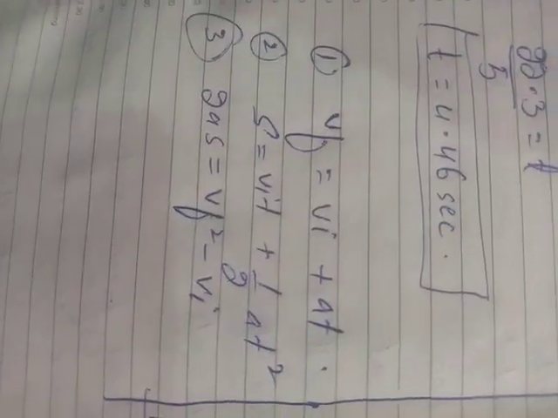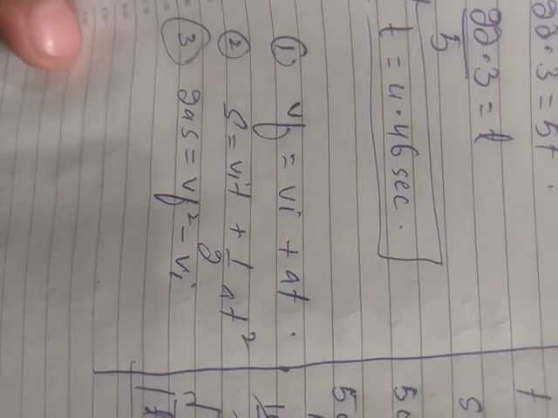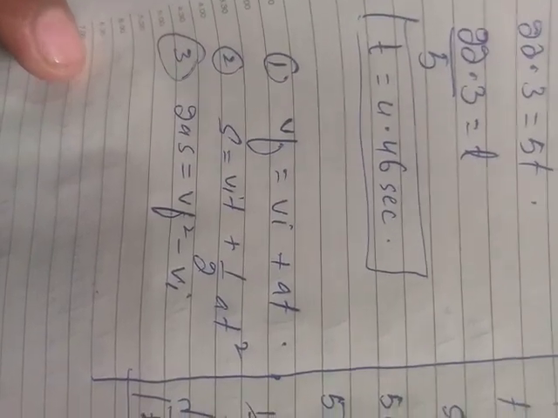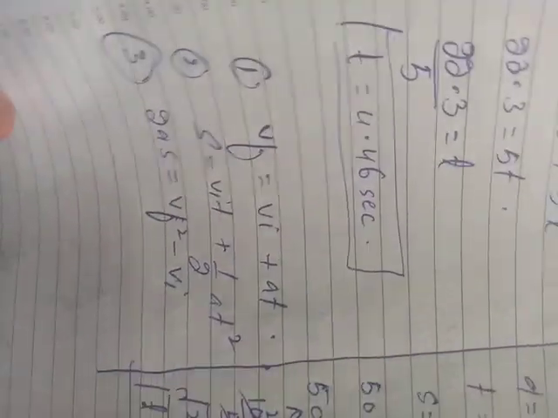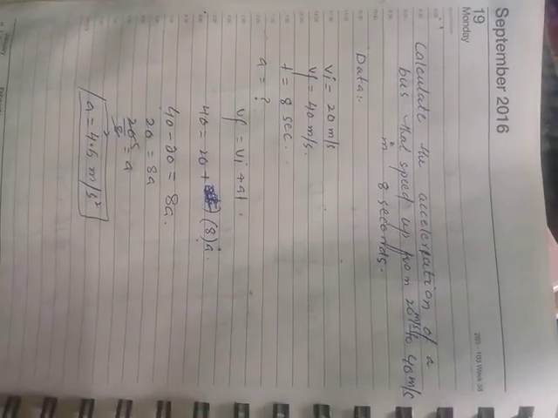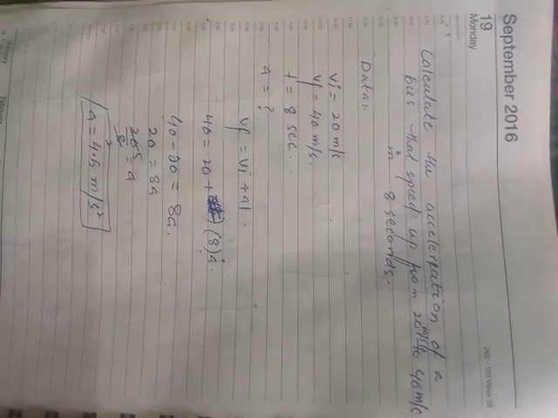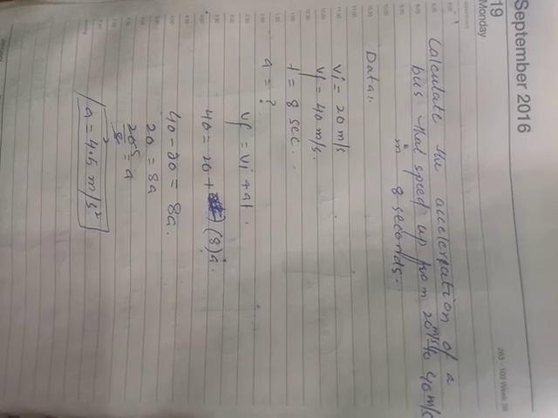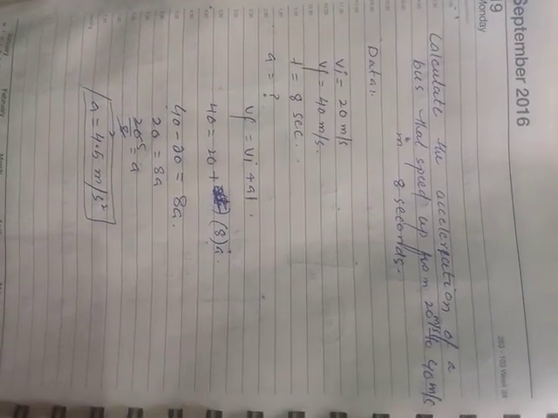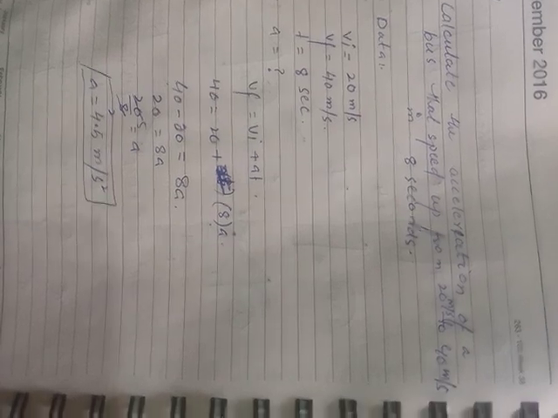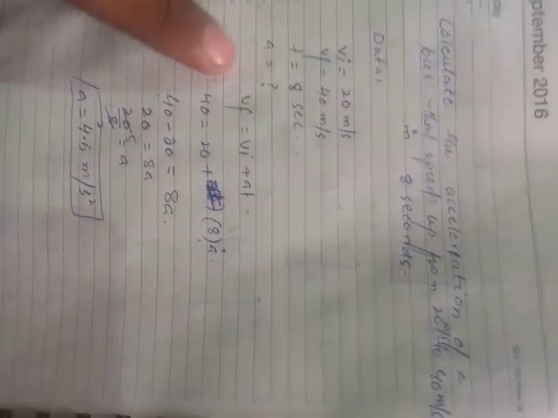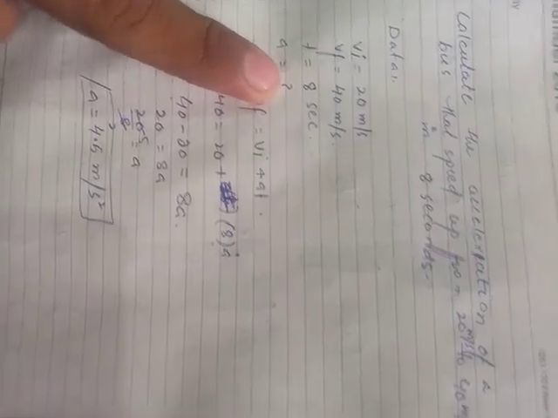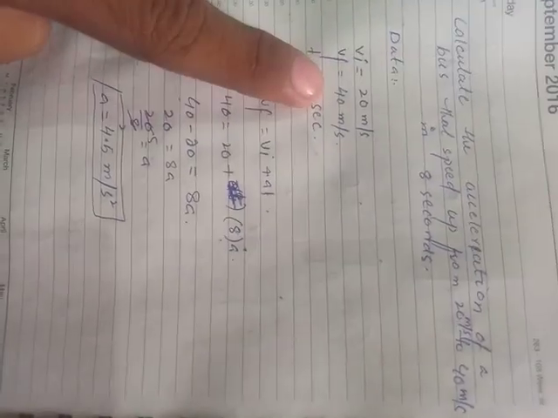Okay, gentlemen, I have numericals and I will show them to you, and I have solved them. Inshallah, I hope you will understand this and also solve more numericals on the same topic. Here is the first numerical: calculate the acceleration of a bus that speeds up from 20 meter per second to 40 meter per second in 8 seconds. In this numerical, the writer wants you to find the acceleration, and the time given is 8 seconds.